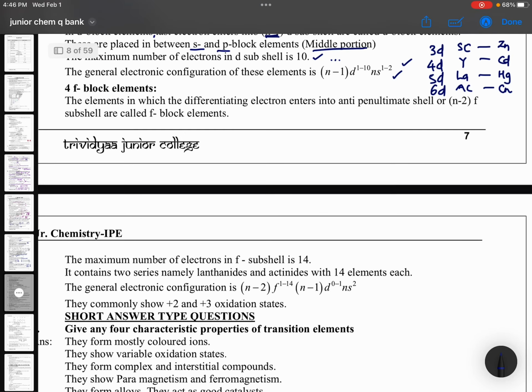F block elements. The elements in which the differentiating electron enters into the antepenultimate shell or (n-2)f subshell are called f block elements. The maximum number of electrons in the f subshell is 14. It contains 2 series named lanthanides and actinides with 14 elements each. The general electronic configuration is (n-2)f1 to 14, (n-1)d0 to 1, ns2. They commonly show +2 and +3 oxidation states. And you add here one thing, lanthanides are cerium to lutetium, 58 to 71.